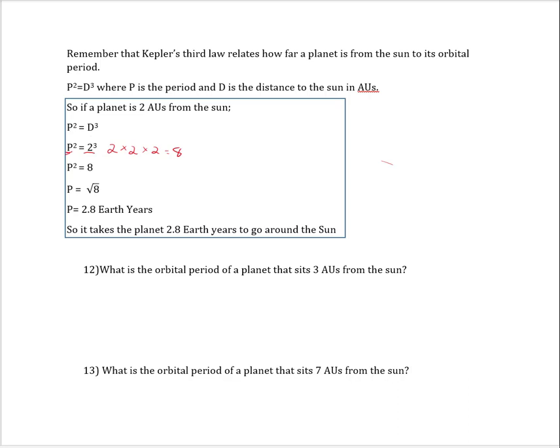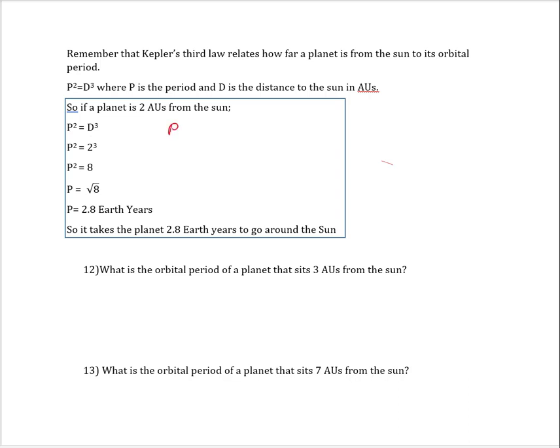So ask yourself, what times itself equals 8, or just hit the square root button on your calculator. And we learned that p equals 2.8. And so a planet that sits 2 AUs, that's 2 times the Earth's distance from the sun, will take 2.8 years to go around the sun. Now I did all the algebra steps here just to show you how to do it. If you want to do it like this, not a problem. But there might be a simpler way to think about this.